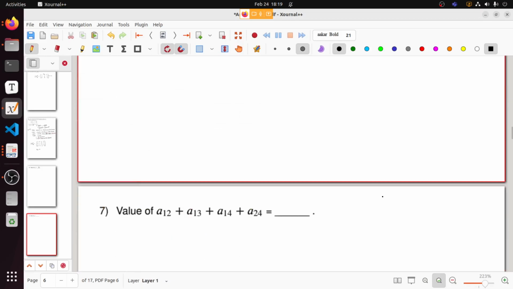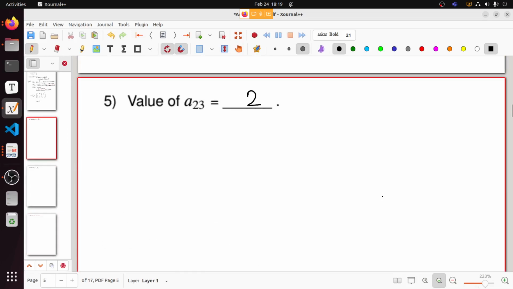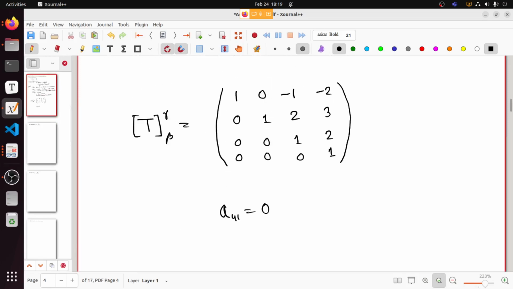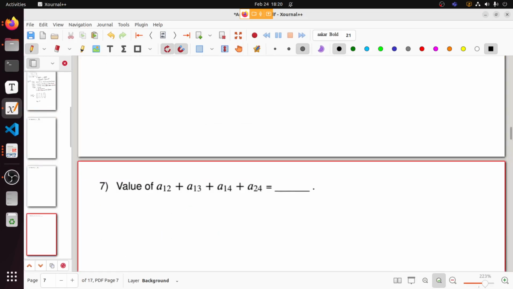Now what is the next one? A12, A13, A14, A24. So in the first row, A12 is 0, A13 is -1, A14 is -2, and A24 is 3. So just sum all of this. A12 is 0, A13 is -1, A14 is -2, and A24 is 3.